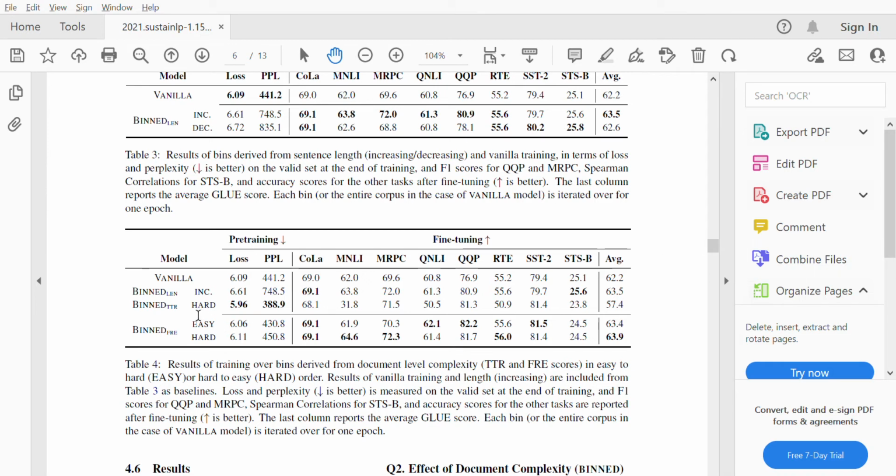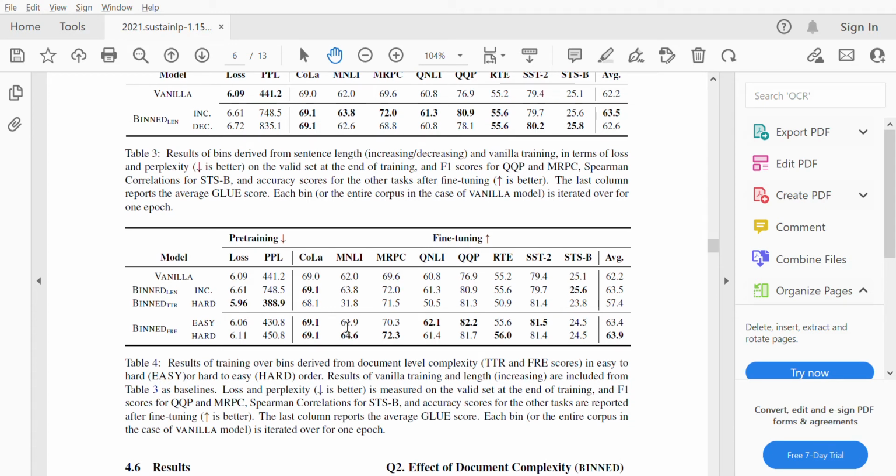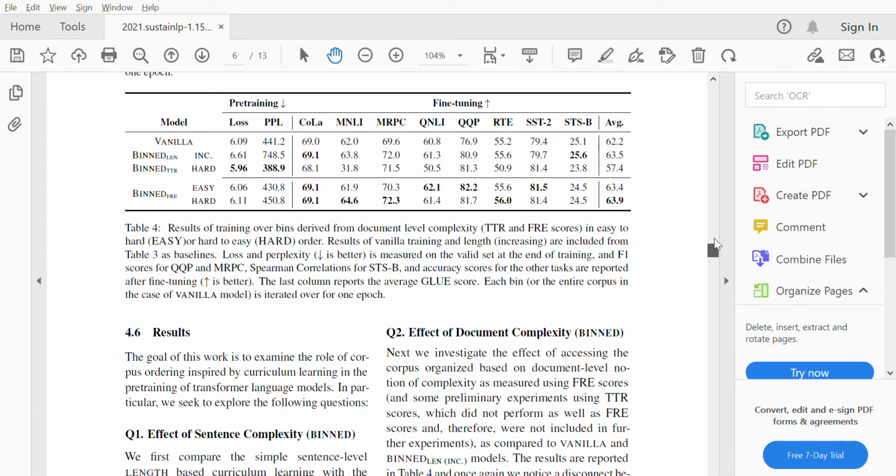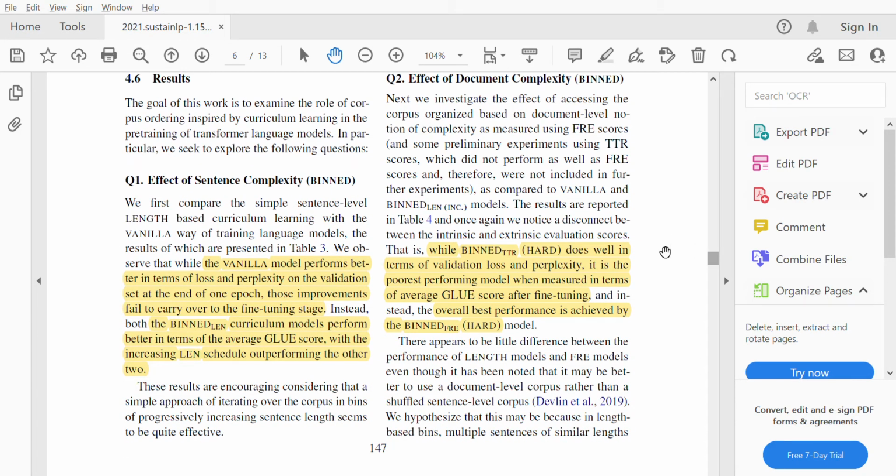So in this case, the easy and hard here refer to whether or not you go from easy to hard or hard to easy. And as you can see, there's definitely some cases in which, especially for MNLI, the hard to easy works out far better. So I think that this is a somewhat interesting result. We can get to anything that they specifically note.